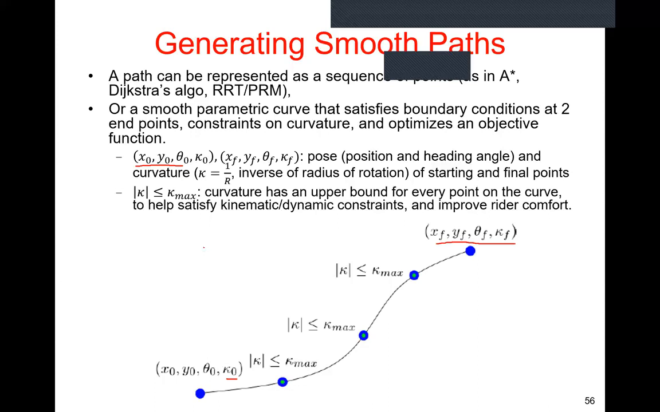And then you must ensure that at every point on the path, the curvature must not exceed a maximum upper bound to satisfy kinematic and dynamic constraints and to improve rider comfort. So if you're riding a vehicle that's turning tight corners all the time, it's not very comfortable, and it may not be kinematically or dynamically feasible.